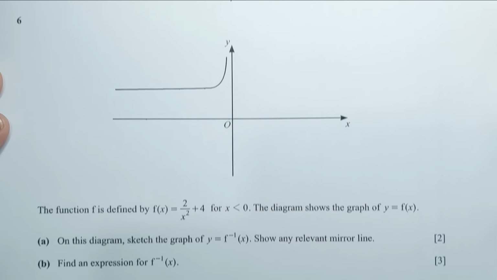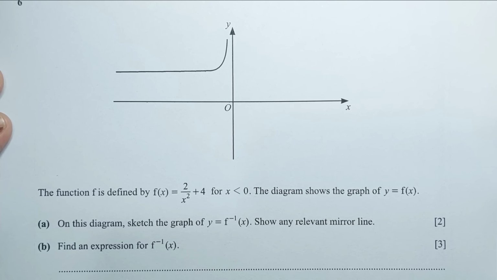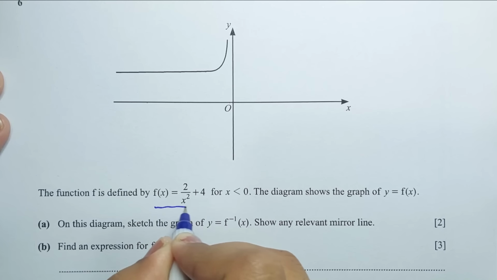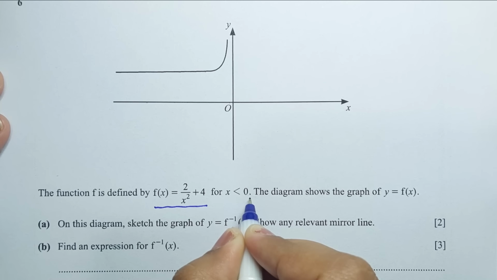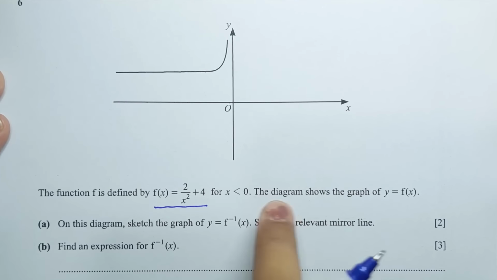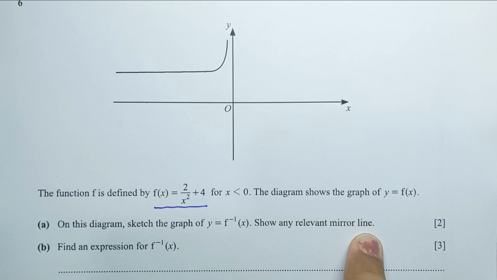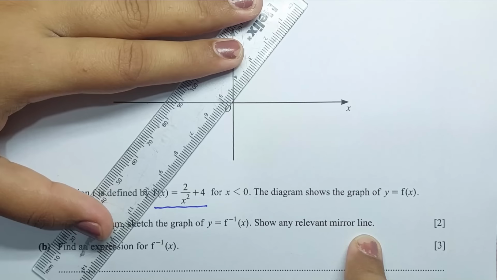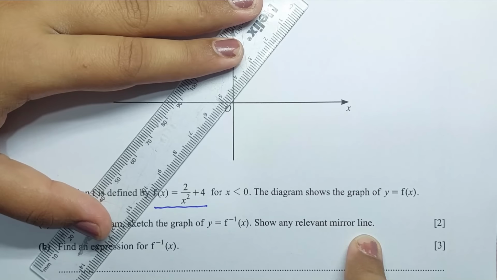Question number 6. The function f of x is defined by this for x less than 0, all the values of x which are less than 0. The diagram shows the graph of y equals f of x. Part A, on the diagram, sketch the graph of y equals f inverse of x, show any related mirror line. Okay, so the mirror line is y equals x. We can do a reflection. This would be the mirror line.